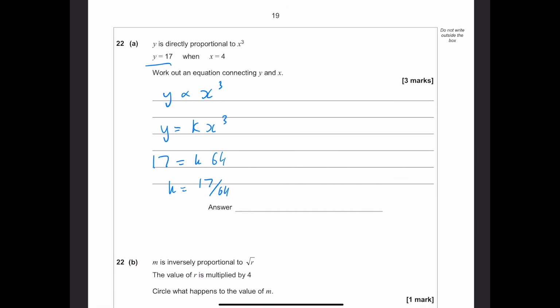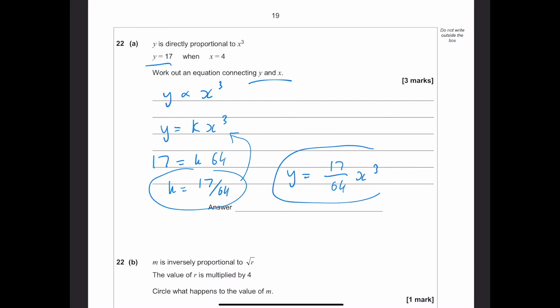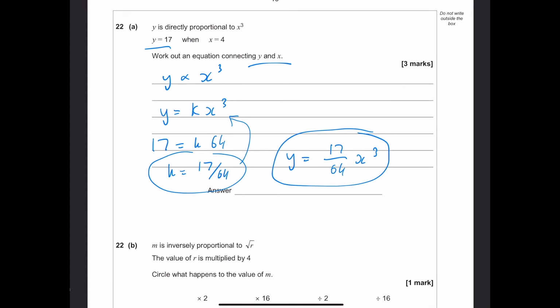Work out an equation connecting y and x. So we then use that, substitute it back into here, and that will be our final answer. Y equals 17 over 64 x cubed. That is our equation linking y and x.